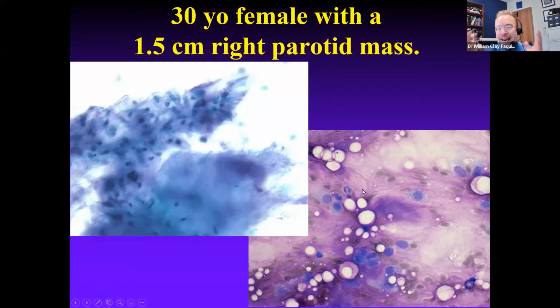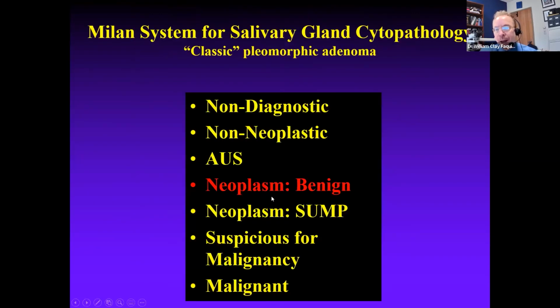So this is our standard pleomorphic adenoma. Most pleomorphic adenomas look like this. We have no trouble at all on FNA making a specific diagnosis. We don't need any ancillary studies to do this. And a majority, close to 70% of parotid gland tumors are going to be pleomorphic adenoma. And we can make a very specific diagnosis, classic pleomorphic adenoma, and that would go into the neoplasm benign category.